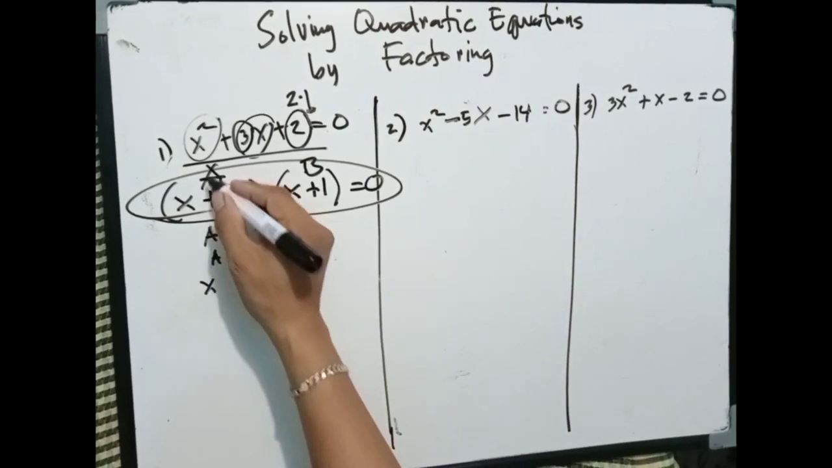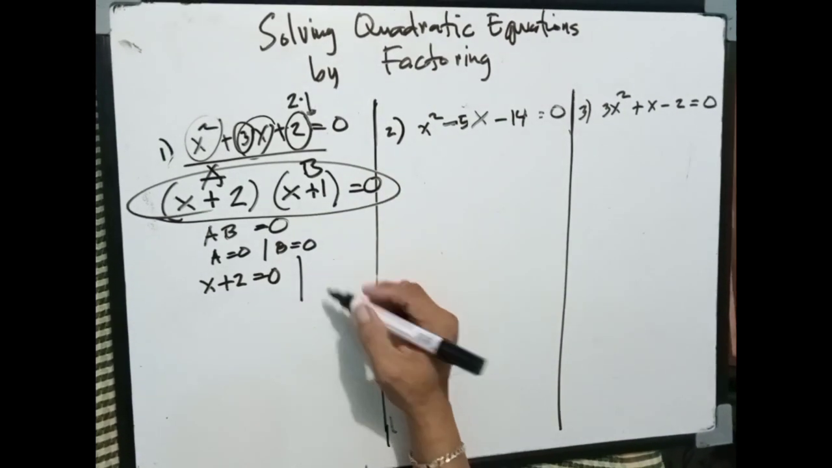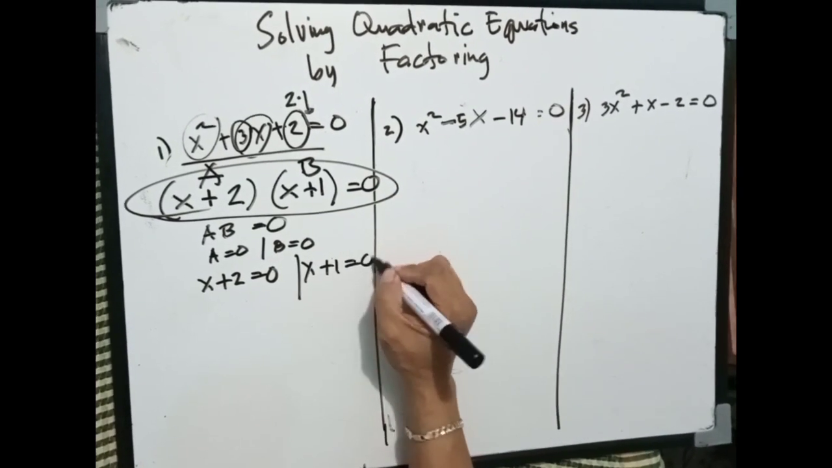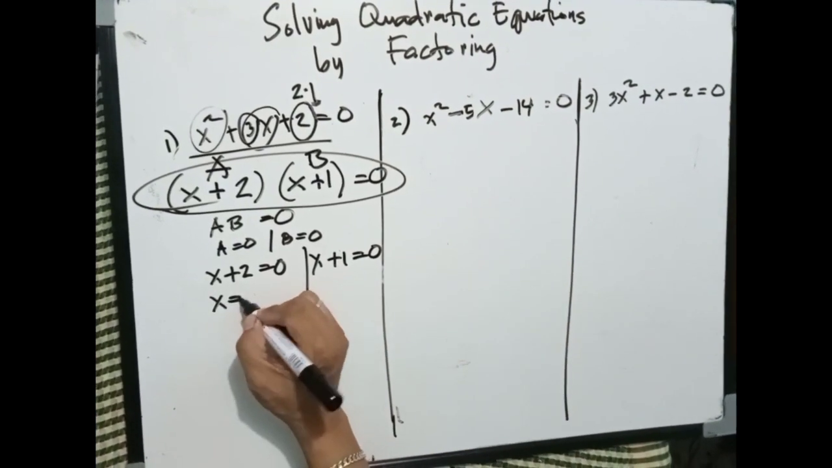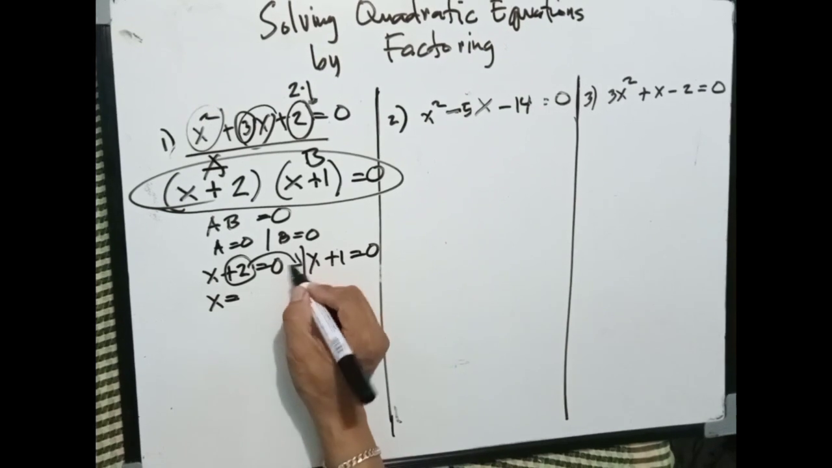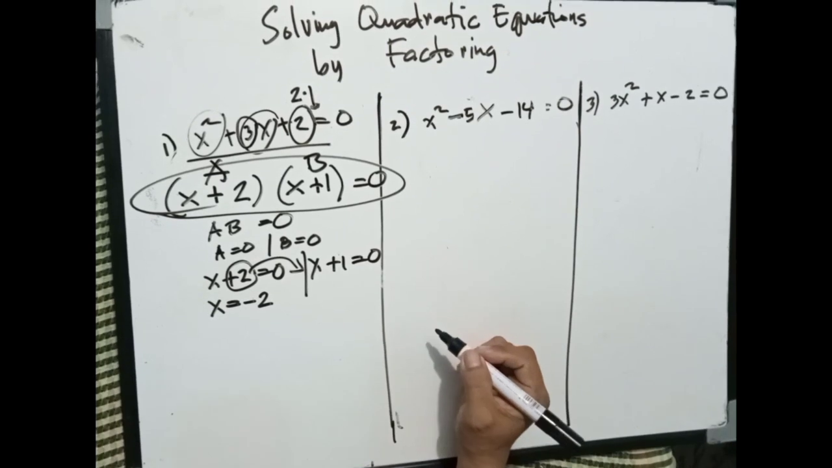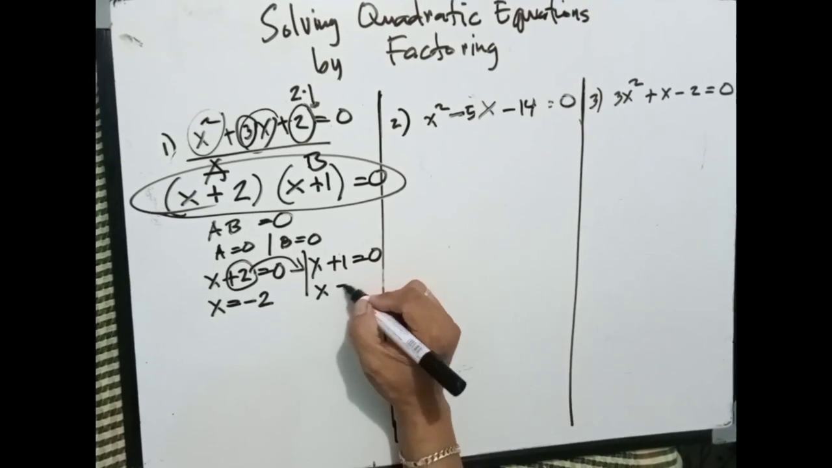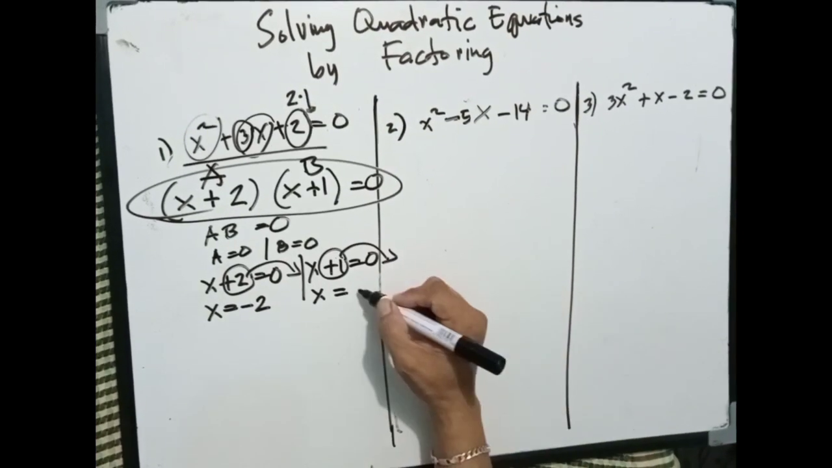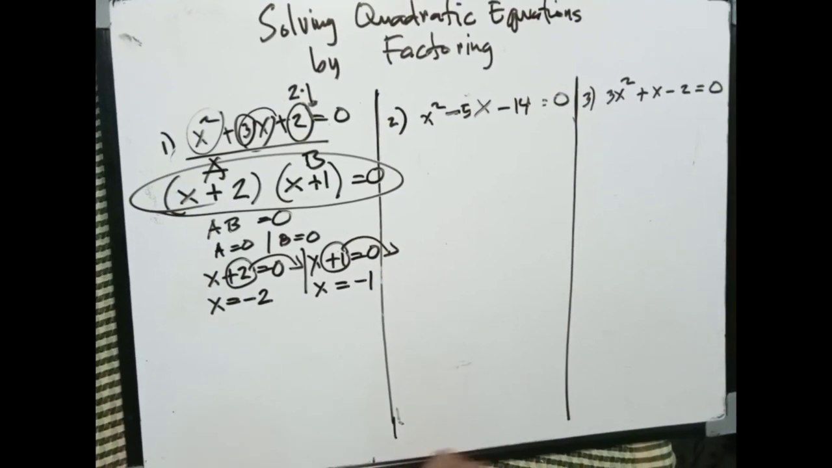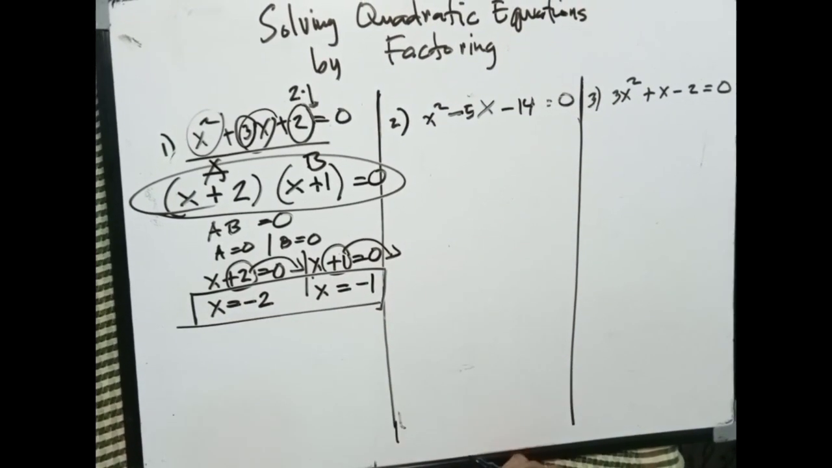Let us equate A or x plus 2 equals 0. And our B, x plus 1 equals 0. Then solve for x. X equals, transpose positive 2 to the right side. Just change the sign. It will become negative 2. Then x equals, transpose positive 1 to the right side. Change the sign. It will become negative 1. So our final answer will be negative 2 and negative 1.